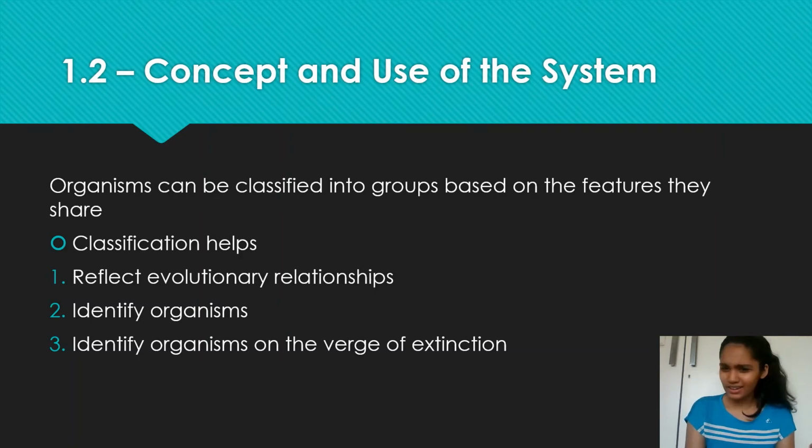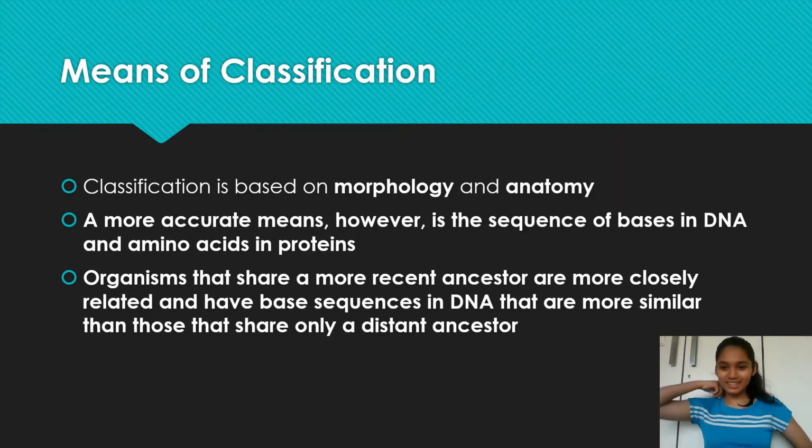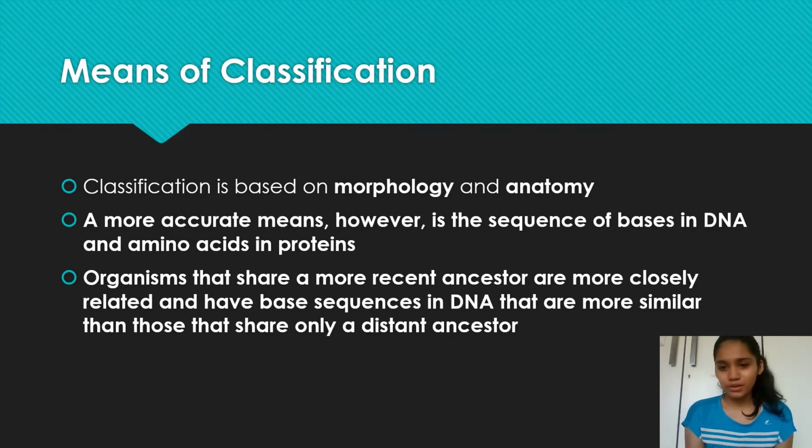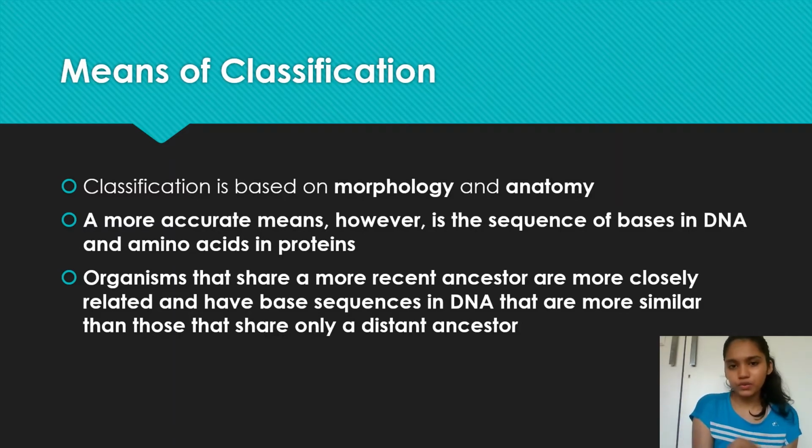That was easy, right? Okay. So means of classification. Classification is based on morphology and anatomy. Now these 2, I never thought they were important until they came over and over in a series of papers that I just happened to come across. So morphology is the study of the outward appearance of an organism, and anatomy is the study of the internal appearance of an organism. You just remember these 2 definitions. They're also in my textbook, so they should be in yours, whichever you're using.